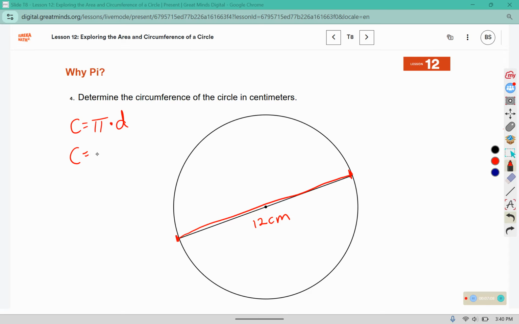So if we replace the diameter with the number 12, 12 times pi has an approximate value, but if we wanted to give an exact value, we would write it like we would if we had x times 12, and we would say it's 12x. So just like with that pi symbol, we'll just write it as 12 pi.